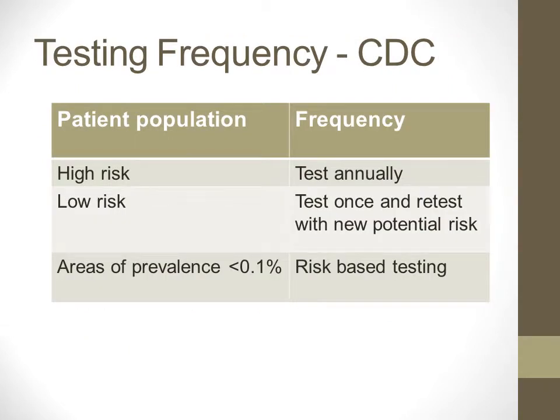They also recommended that the testing frequency varies based on risk factors, and those patients with high risk factors are to be tested annually, and patients with low risk factors should be tested once and retested with every new potential risk. In areas where you have prevalence of HIV to be less than 0.1%, they recommend risk-based testing, meaning that you test based on exposure.